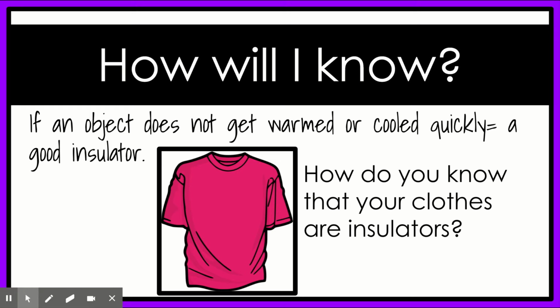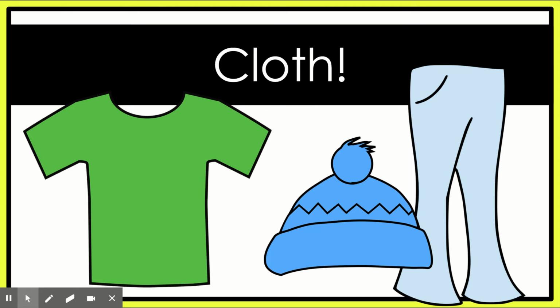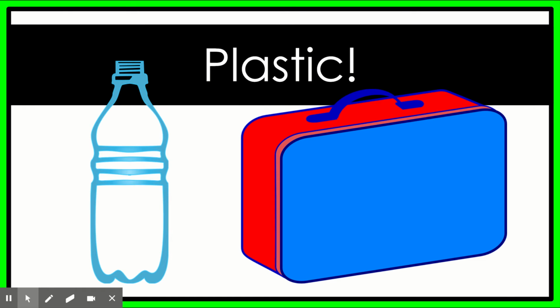So, for example, how do you know that your clothes are insulators? How do you know that your clothes are a good insulator? Well, they keep you warm and they protect you, or they keep you cool. Maybe they're thick enough, like a sweatshirt or a jacket, and they keep you warm. They don't let the heat pass from your body out into the outside air. So materials like cloth that your clothes are made out of are good insulators.